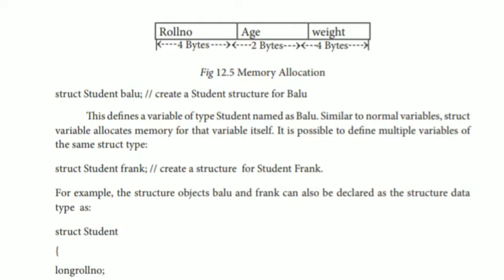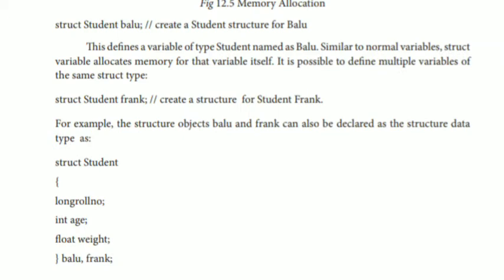Next we move to memory allocation. struct student Balu creates a student structure for Balu. This defines a variable of type student named Balu. Similar to a normal variable, a structure variable allocates memory for that variable itself. It is possible to define multiple variables of the same structure type. struct student Frank creates a student for Frank. This is another example.